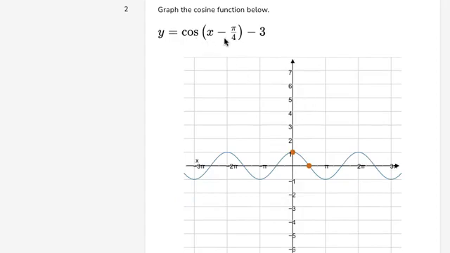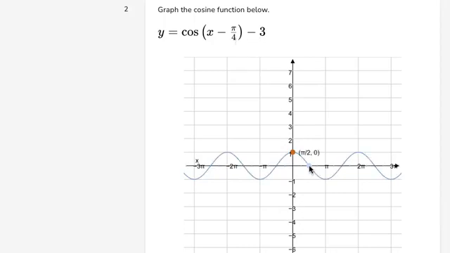Now here in this cosine graph, I'm moving to the right pi over 4 radians and down 3. Okay, let's look at the scale. A full grid line is pi radians, so I'm just moving 1/4 of pi radians. Right, moving to the right and down.